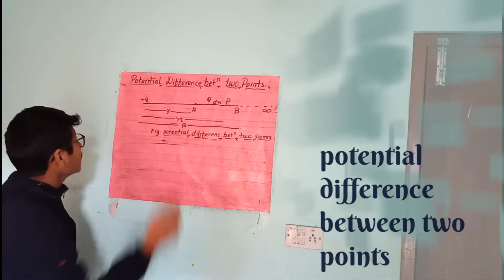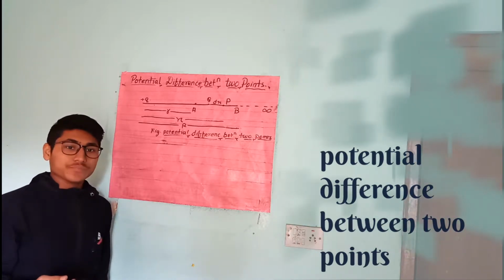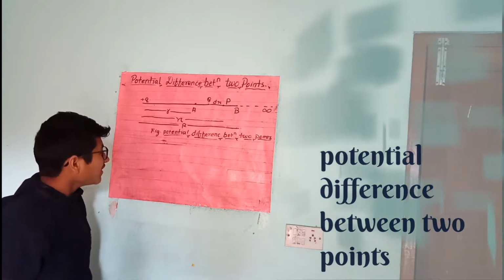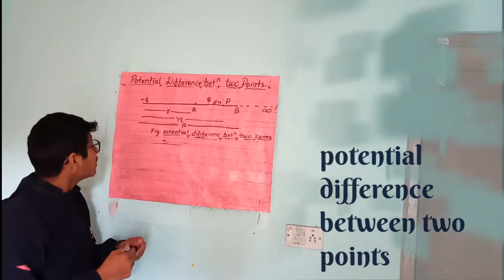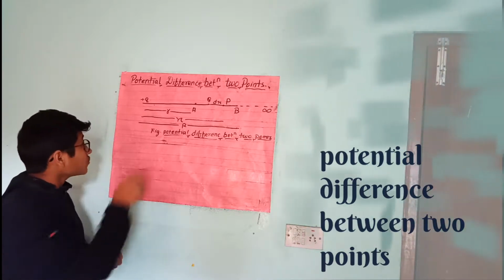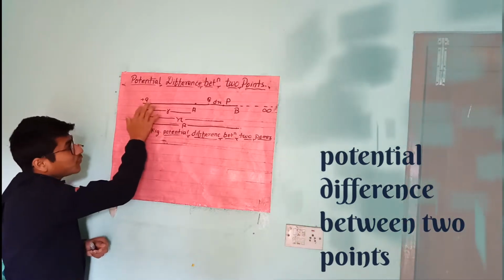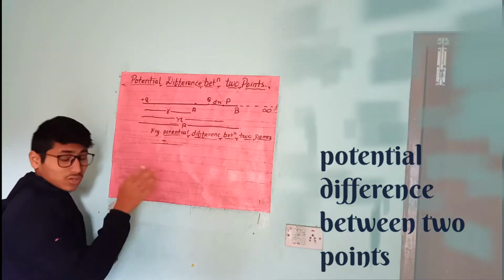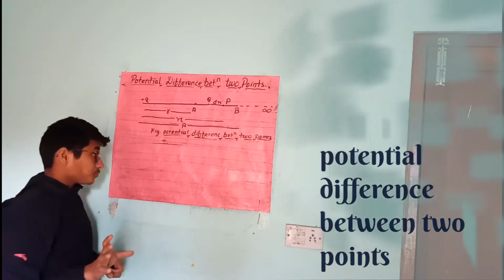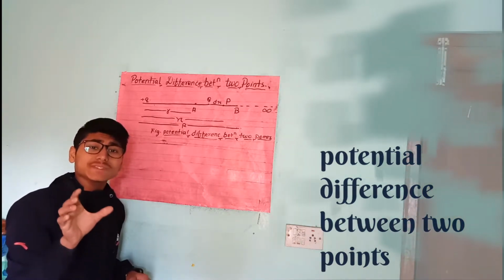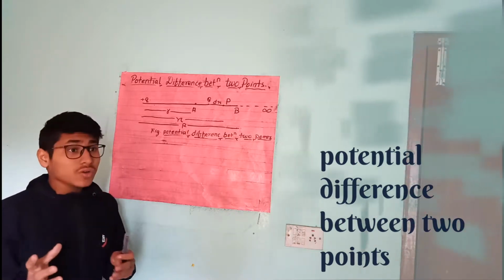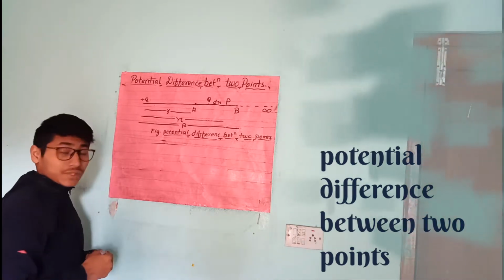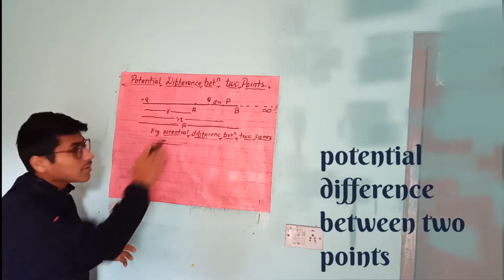So first of all, what do we mean by potential difference? Potential difference means, in the electric field of the source charge, plus Q being the source charge, the total amount of work done to move a unit positive charge from one place to another, which is done against the electrostatic force. That's the definition of the potential difference between any 2 points.